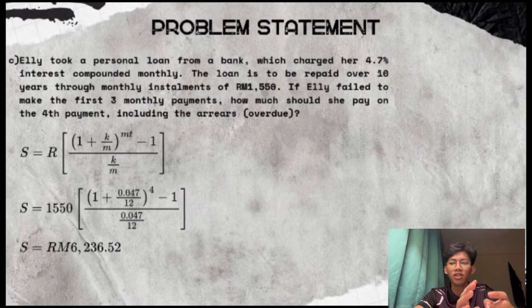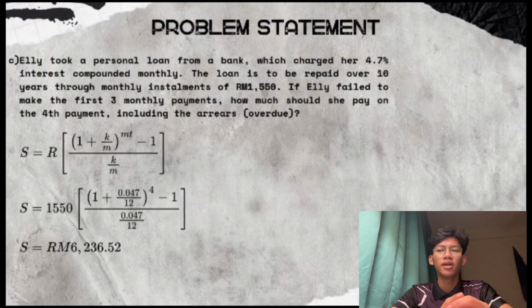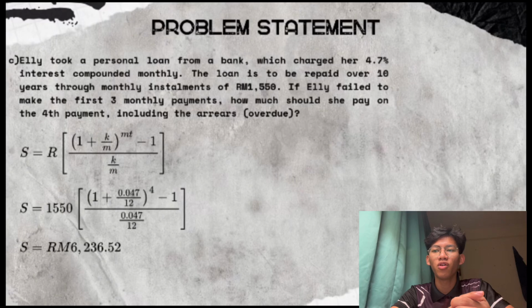So first we need to know what formula is used for this question. As you can see, this is our formula. R stands for 1,515. K stands for 4.7%, M stands for 12, and T stands for 4. After we put the numbers into the formula, we calculate it. After we calculate it, the answer that we will get is 6,236.52. That's all.